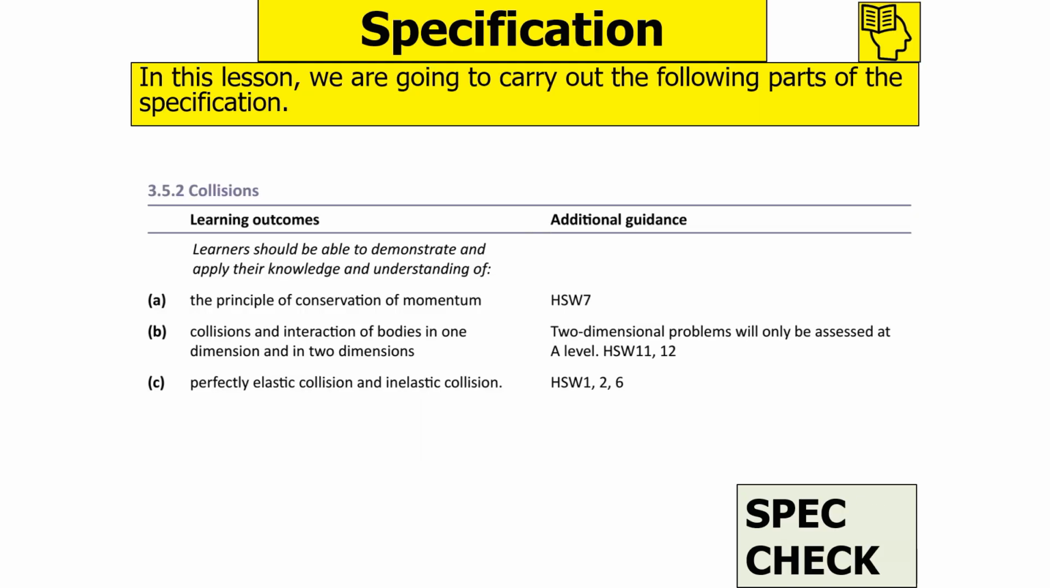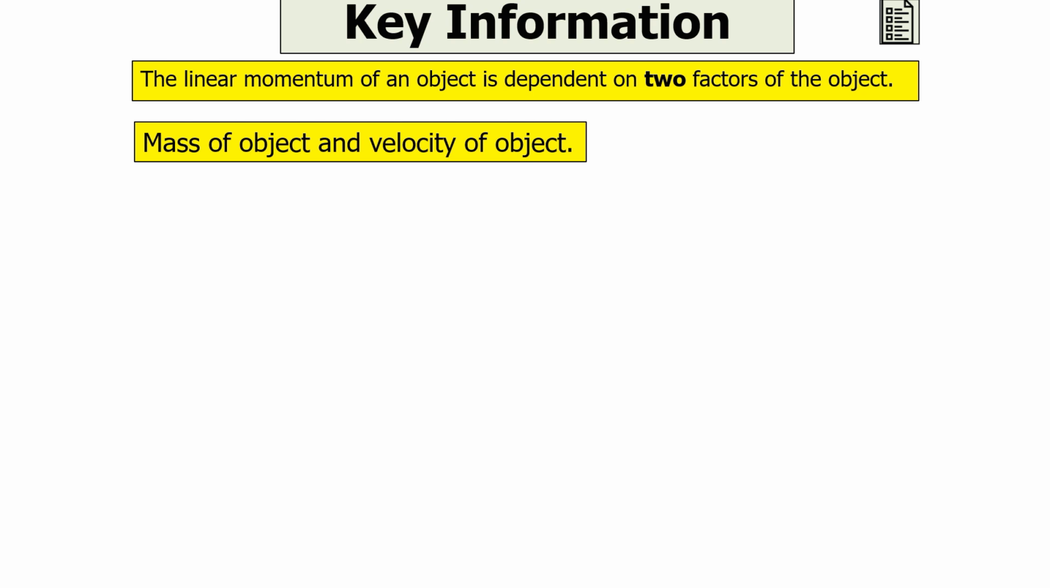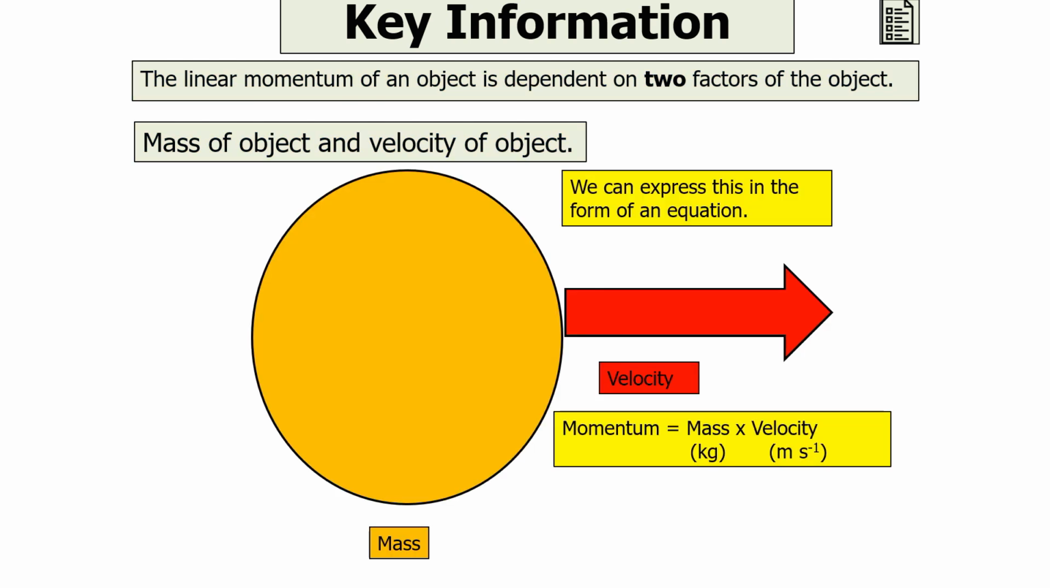In this lesson, we're going to look at the following part of the OCR A-Level Physics specification: 3.5.2 collisions. Now, the linear momentum of an object is dependent on two factors of the object: the mass of the object and the velocity of the object. We can express this in the form of an equation: momentum is equal to mass times velocity.